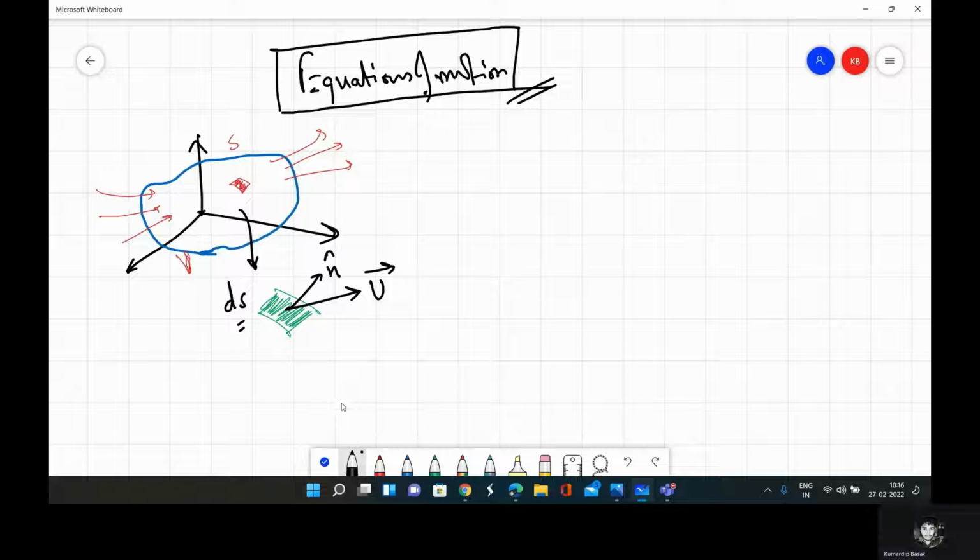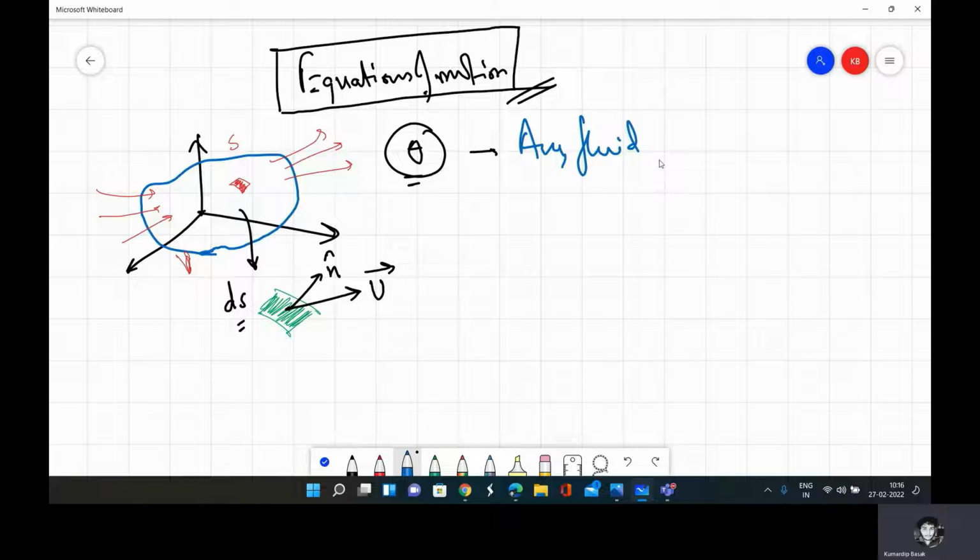Fine. Now let us define a fluid property, any fluid property. We are deriving the conservation principle first, so let us write the conservation principle for any fluid property. Let us take it as theta. This is any fluid property. It can be, let's say, momentum, it can be energy, it can be mass, anything.